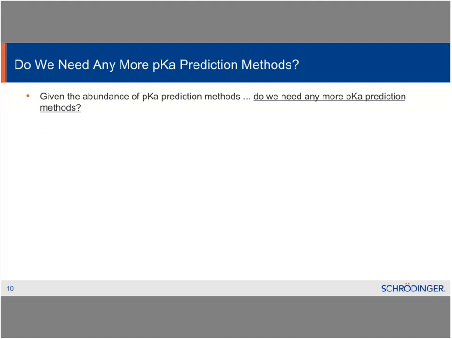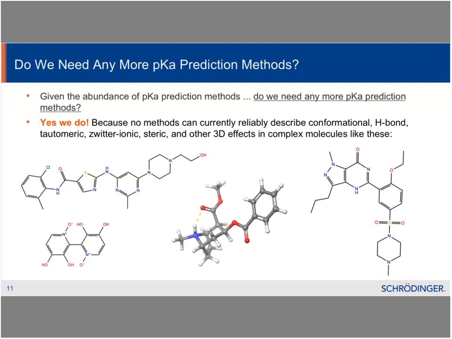Okay, so now I said there were about, my estimation is that there are about 100 different pKa prediction methods, at least published in the literature. So given the abundance of these methods, do we need any more pKa prediction methods? And the answer to this is yes, because the methods that were mentioned in the previous couple of slides were basically designed for coverage or description of simple drugs, maybe something like aspirin.